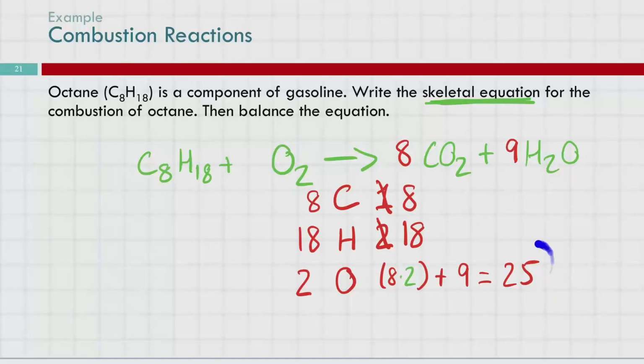Is 25 an even number? It's not an even number. 2 is an even number. We can only multiply it up to get even numbers. If we're multiplying by whole numbers, that means we're going to have to use a fraction. So what times 2 equals 25? 2 times what equals 25? 12.5 is the correct answer.